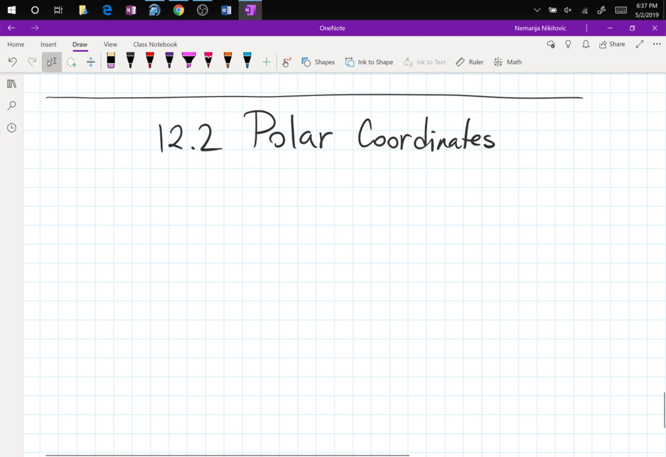Polar coordinates. So, I'm going to start this with a joke that is not going to sit with anyone. I really need you to wrap your mind around this. It means nothing for you, because you know what they are. So, polar coordinates.